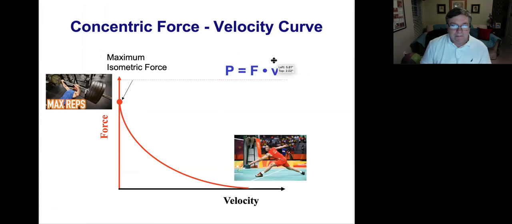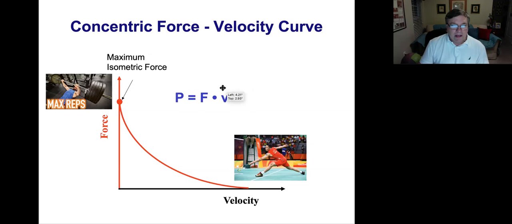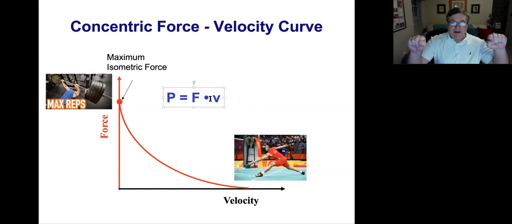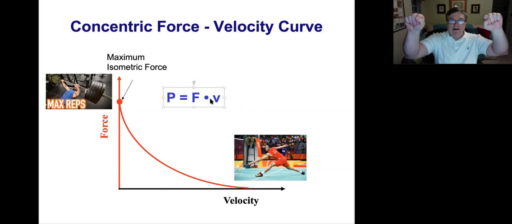There we go. Okay. So if we want to produce a lot of power, you need to be somewhere in the middle, right around here, because there we're going to have a significant amount of force and velocity. For a maximal bench press, we can have this huge force, but we're multiplying by a really slow velocity because all you have to do is just complete the lift. It doesn't have to be fast.